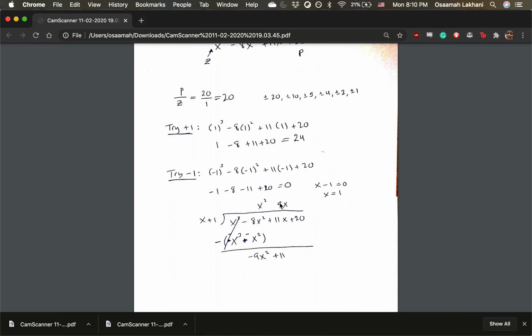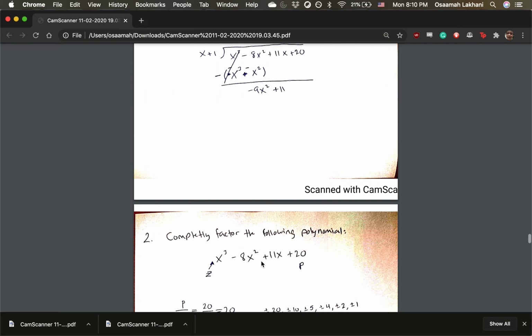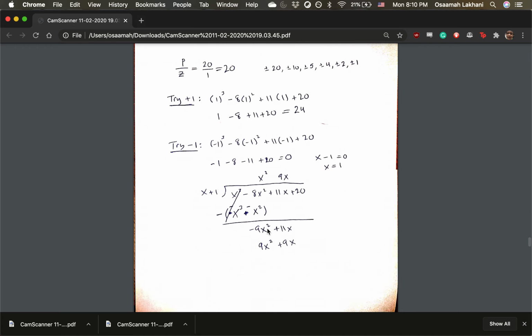So again, 9x times x is going to give us something that'll cancel with the 9x squared. And so I show that below, that 9x times x is 9x squared, 9x times 1 is 9x. And so I wrote those below.